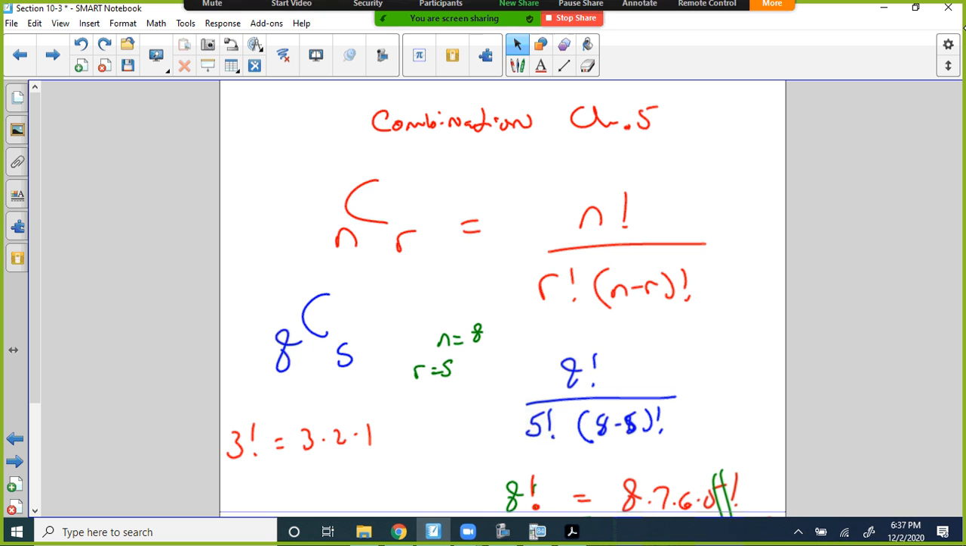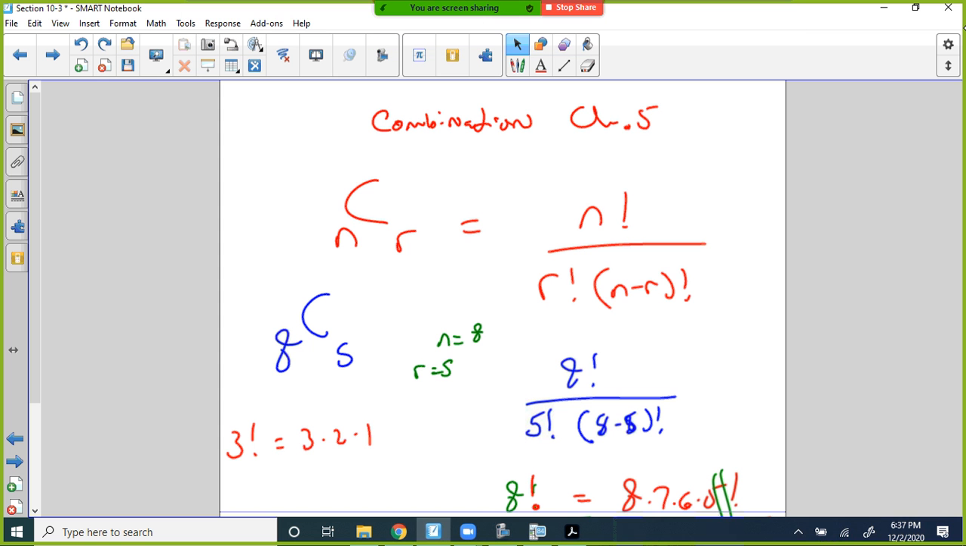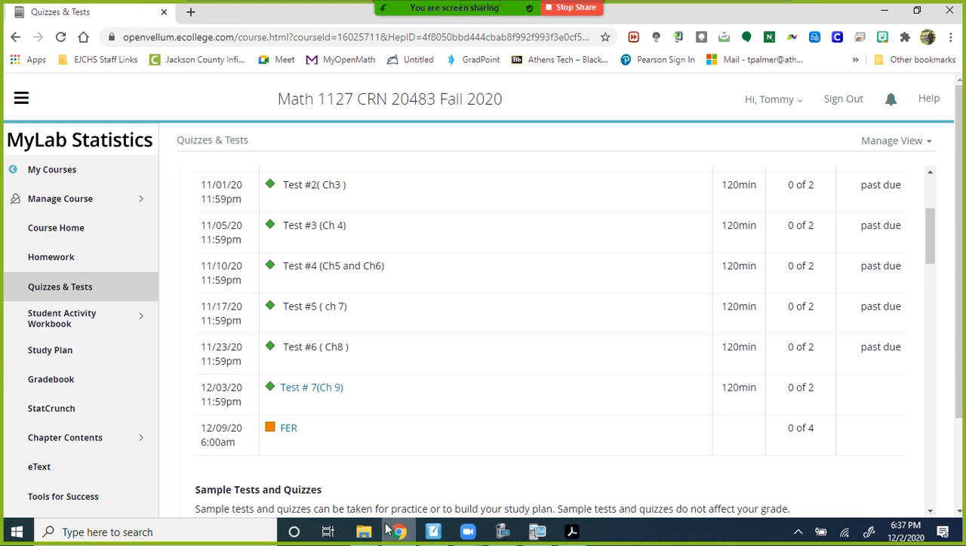There's a final exam review that you need to work on. You need to get that test, is it test 9 or is it test 8? I can't remember. Oh, no, it's test 7. Chapter 9, that closes tomorrow. You need to make sure you jam up on that. Boom, get it done. Now, test 6, chapter 8 is going to reopen.